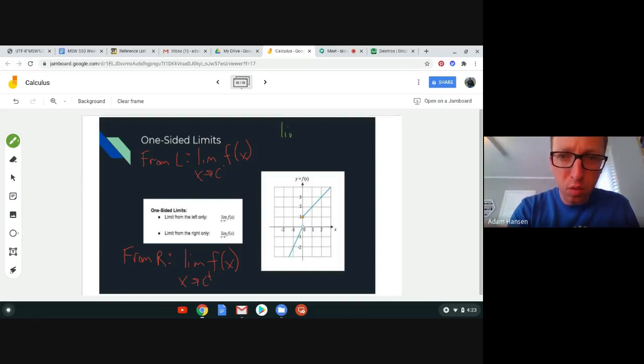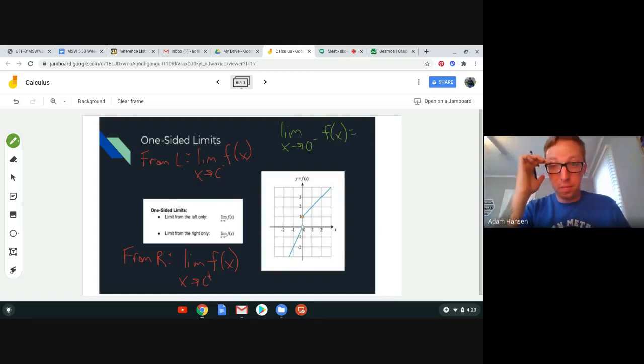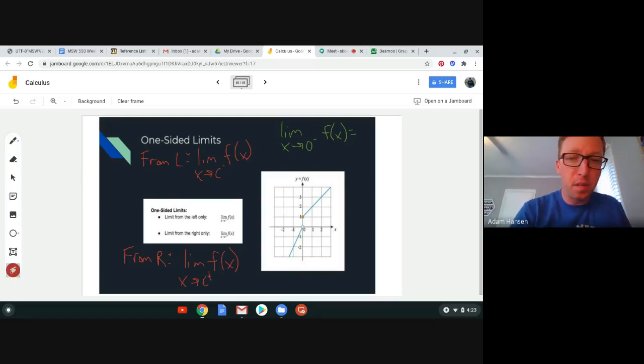Okay, so let's use that to investigate some of these limits. In our picture, what is the limit as x approaches 0 from the left? As x approaches 0 from the left, from values that are less than 0, my function's getting closer to 0. Now, what about the limit as x approaches 0 from the right? So now we're going to do 0 positive. As x approaches 0 from the right, my function's getting closer and closer to 1.